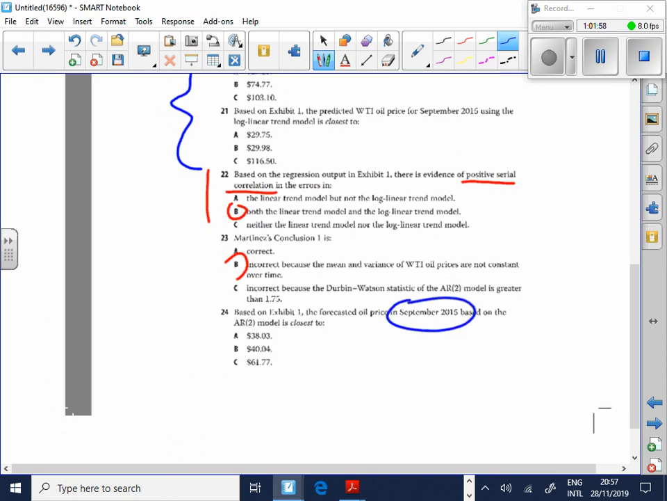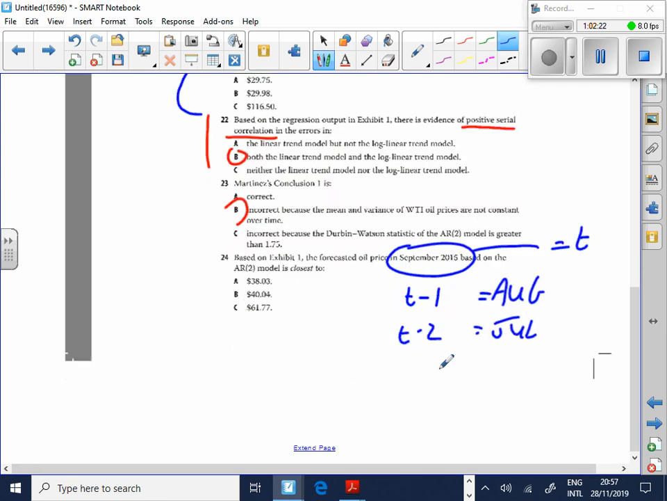September. So September is equal to T. You happy? What's T minus 1 then? August price, you happy? And T minus 2 is equal to July. And I've got those prices, don't I? So again, this is a plug and play. You happy with that? So let's run our numbers.